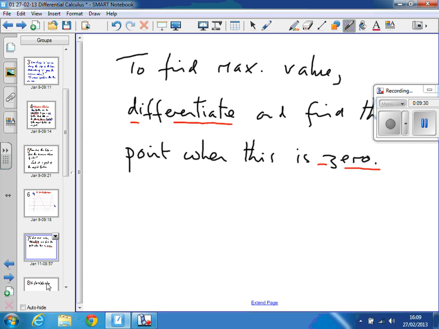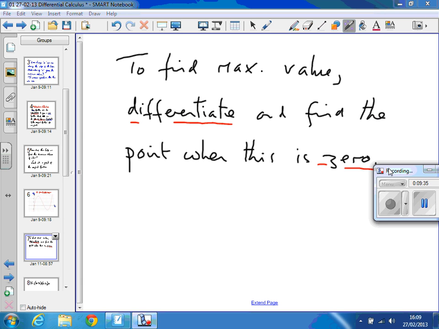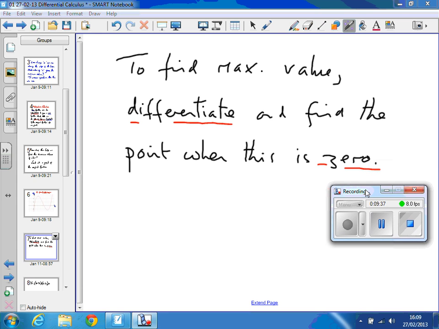So, to find the maximum value, I differentiate it and find the point when this is 0. And again, I'll pause if you want to write that down.